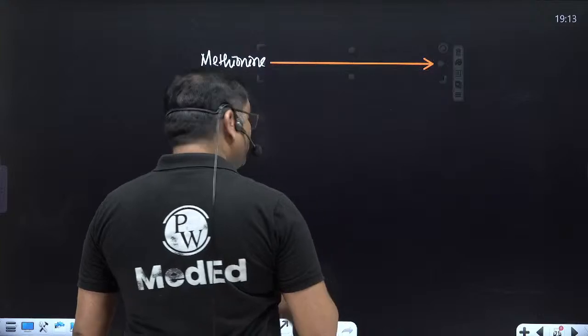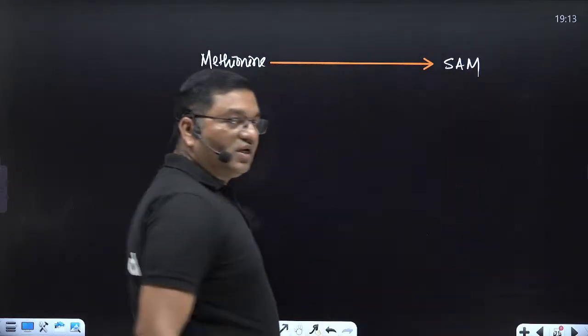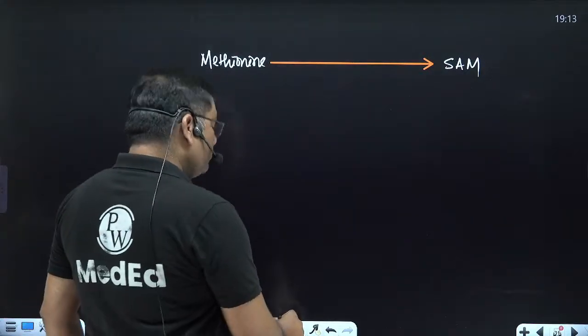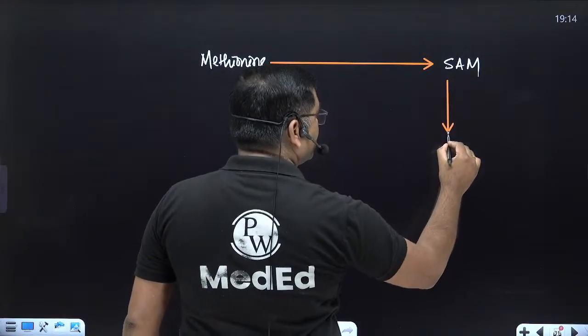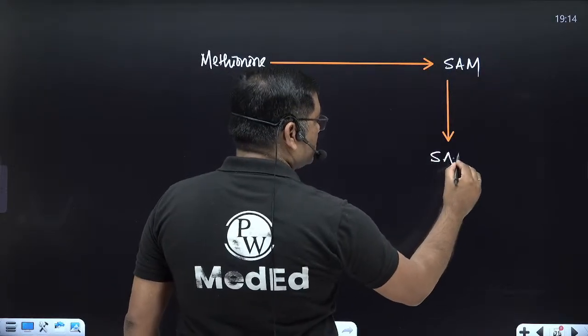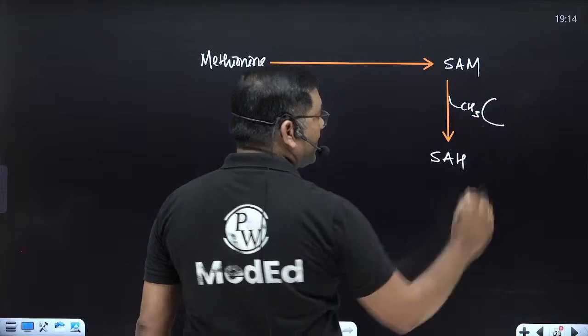So this methionine is converted into SAM, that is S-adenosyl methionine. SAM is the universal methyl group donor. Remember, this is important for the transmethylation reaction. Now this SAM is converted into S-adenosyl homocysteine. Here its methyl group is donated, which is accepted by an acceptor.